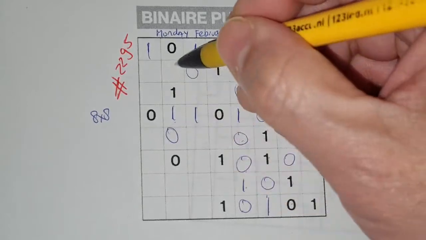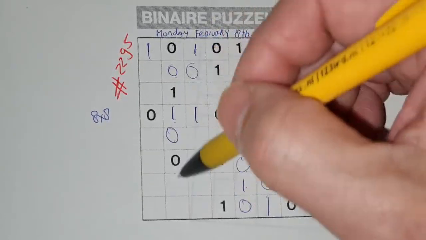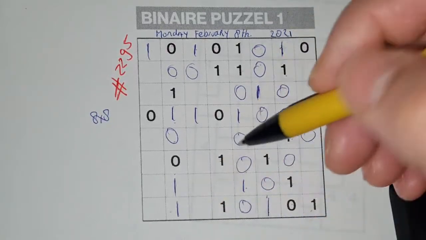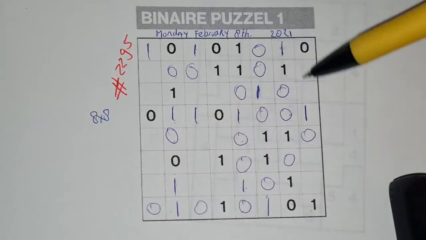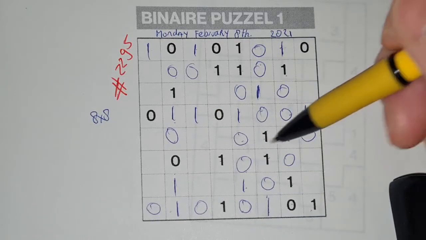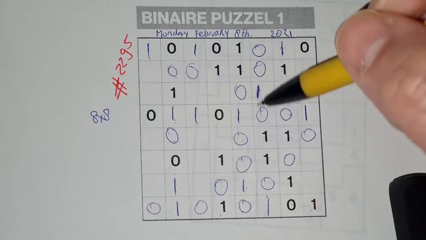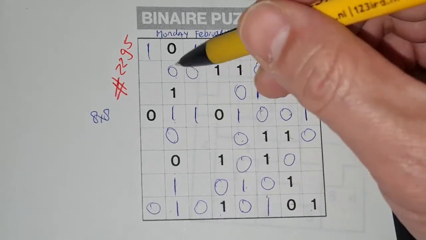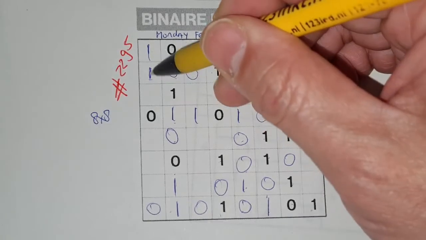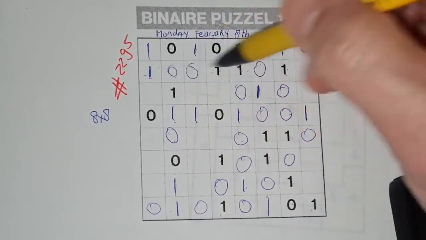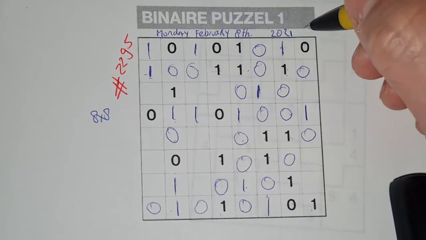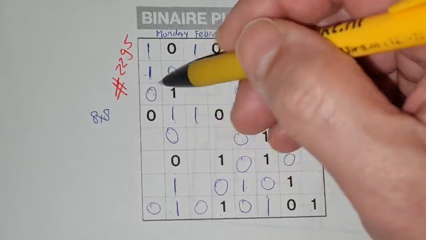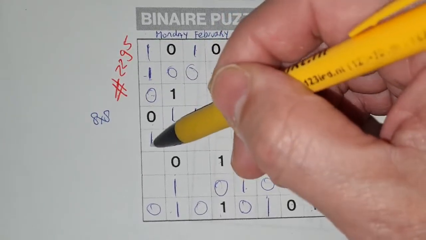Double one, here no, there no. We have now 4 O's, so the rest are ones. We have here 4 ones, so the rest are O's. Between two ones comes an O. Double O, here one, there one. We have here 4 ones, so the rest are O's. Double O, here one, there one. Double one, here no, there no. Double O, here one, there one.